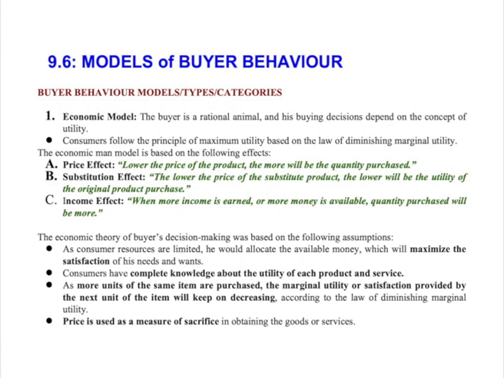What is price effect? The lower the price, the more the quantity purchased. Second is substitution effect. If somebody offers me an alternative product at a lower price, then in all probability I will go for that particular product. Income effect. When my income is more, I am willing to try out more products. In terms of economic theory, we also need to understand that price is a very, very important element.